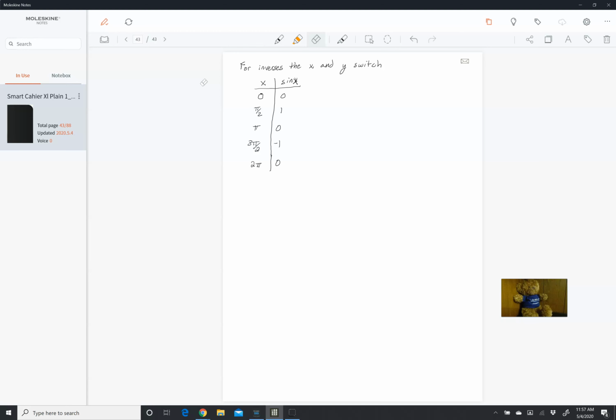Now let's do sine inverse. The x and the y switch. So at 0, the sine inverse is 0. At 1, the sine inverse is pi over 2. At 0, the sine inverse is pi. At -1, the sine inverse is 3 pi over 2. And at 0, the sine inverse is 2 pi. The x and the y switch. Okay, so let's take a look at that graph.